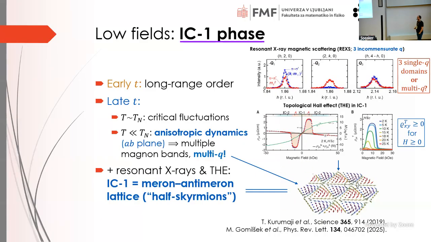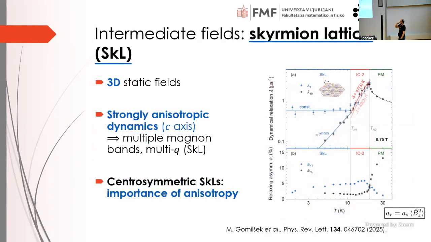And this is exactly what they found. Basically, it's a multi-Q state. So this kind of Meron anti-Meron lattice, which you can imagine also as the Skyrmion lattice splitting in halves into Meron and anti-Meron pairs. Okay, this is the first part. We also looked at the Skyrmion lattice phase.